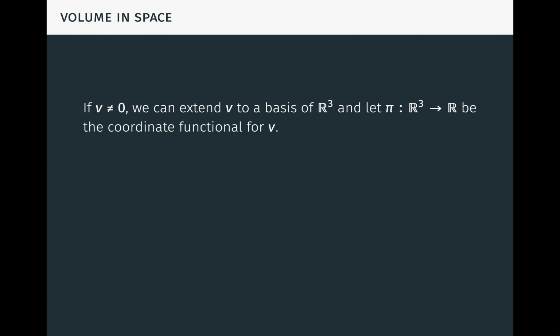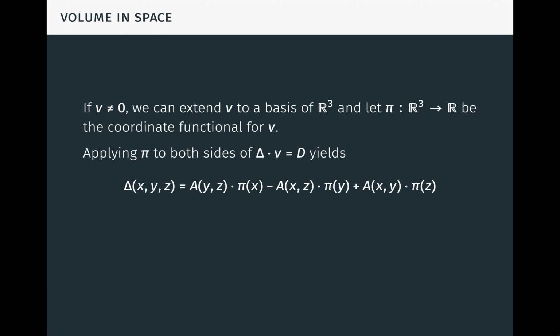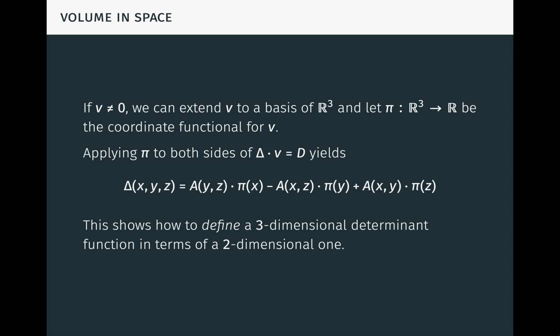If v is non-zero, which it will be if A is non-zero, we can extend to a basis of R3 and let pi be the coordinate functional for v with respect to this basis. Applying pi to both sides of the equation delta times v equals D yields this important relationship between delta and A. This relationship shows us how to work from the bottom up and define a three-dimensional determinant function in terms of a two-dimensional one.